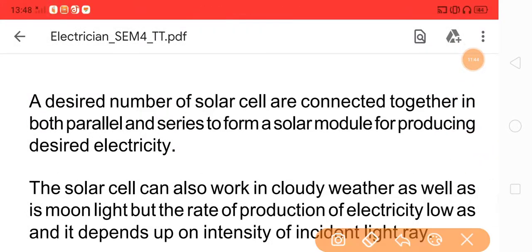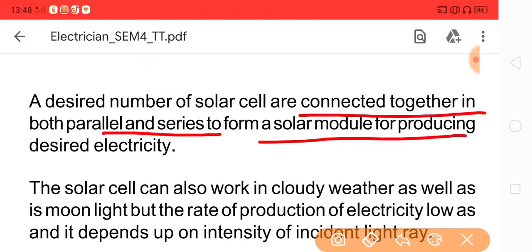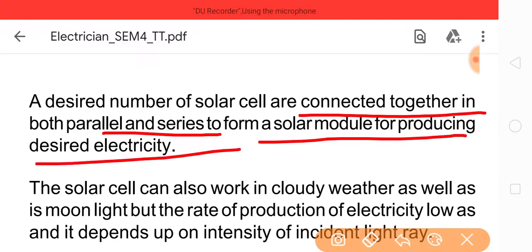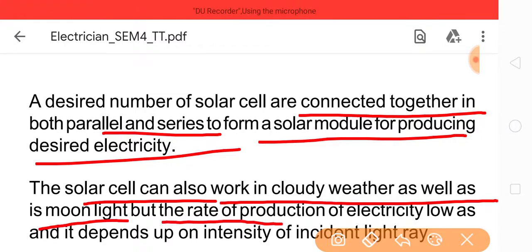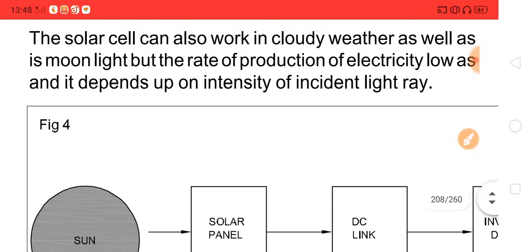The desired number of solar cells are connected together in both parallel and series to form a solar module for producing the desired electricity. The solar cell can also work in cloudy weather as well as in moonlight, but the rate of production of electricity is low and depends on the intensity of the incident light ray.